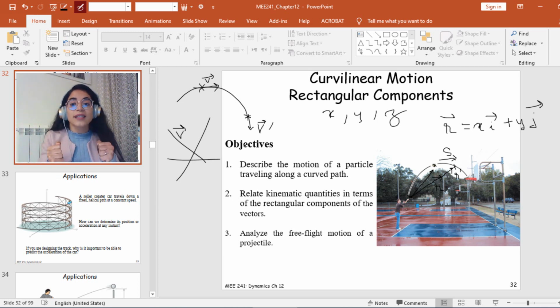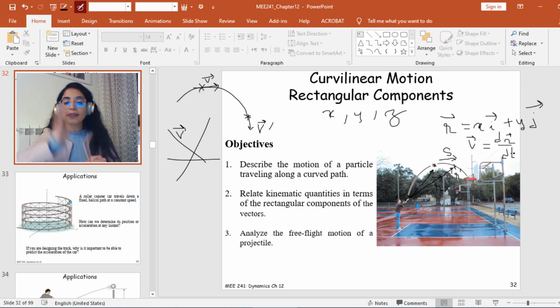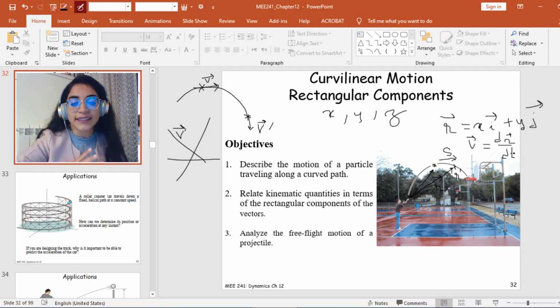And this means, guys, since V is changing its direction, not only its sense, I have to find V in vector form. Alright? So V will be equal to dr, which is xi plus yj, over dt. And the same goes for the acceleration, where A also in vector form is equal to dv over dt.